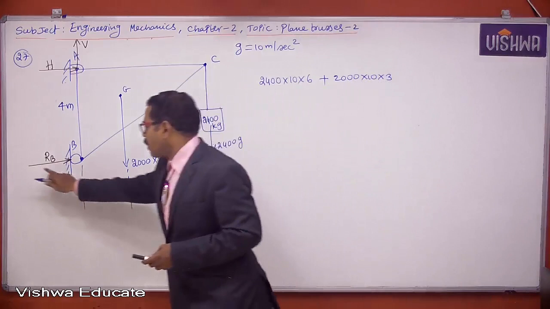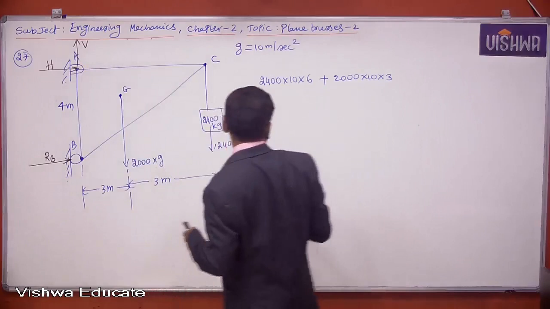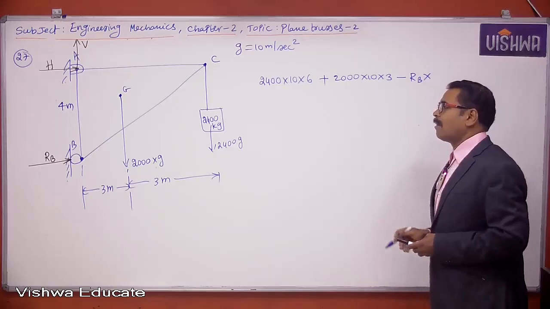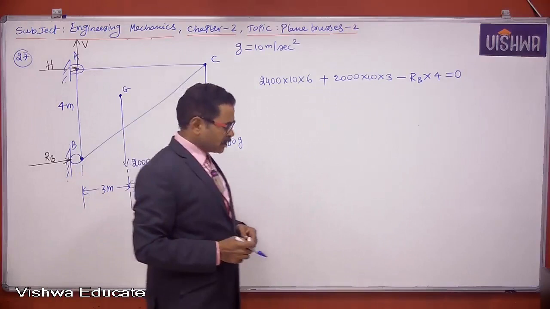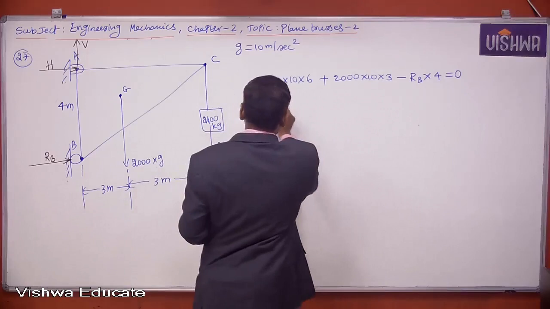Then because of RB, an anti-clockwise moment will come about A, like this. So that is why minus RB, and what is the distance between RB and A? 4, equal to 0. This entire structure is in static equilibrium, so the sum of moments about any point of a structure in static equilibrium will be 0. So from this I can find what is RB.